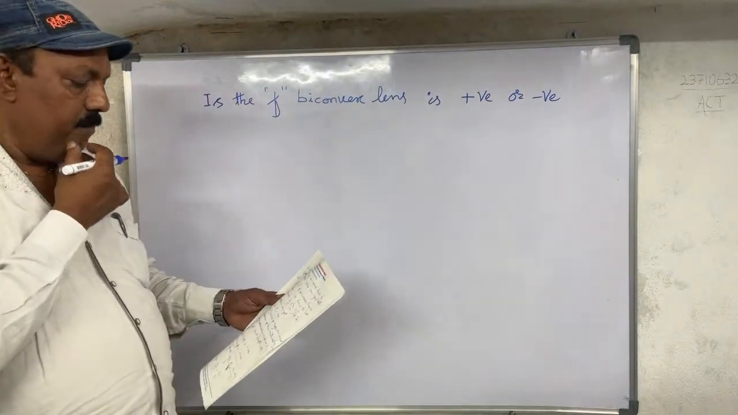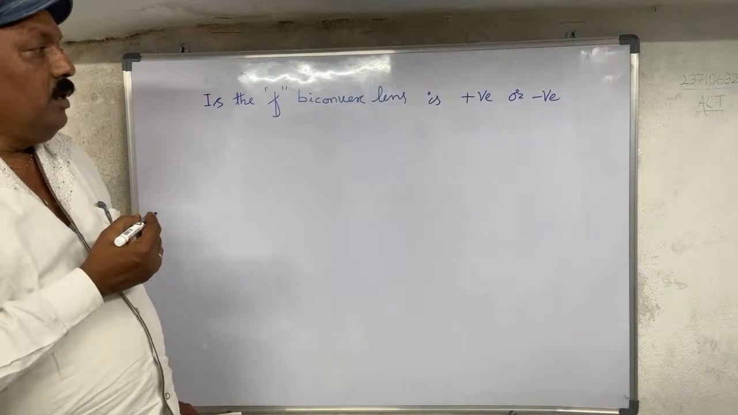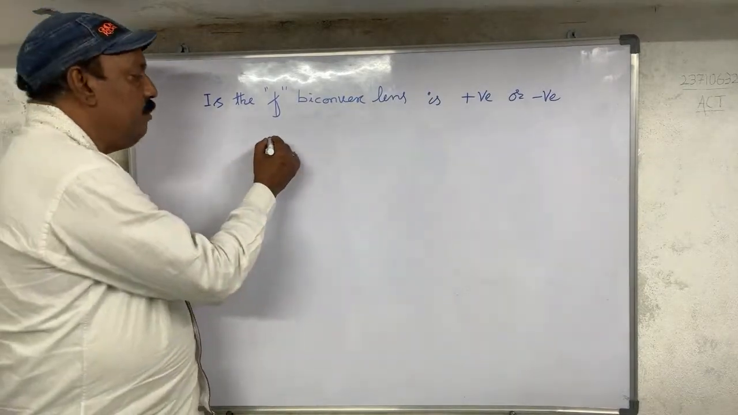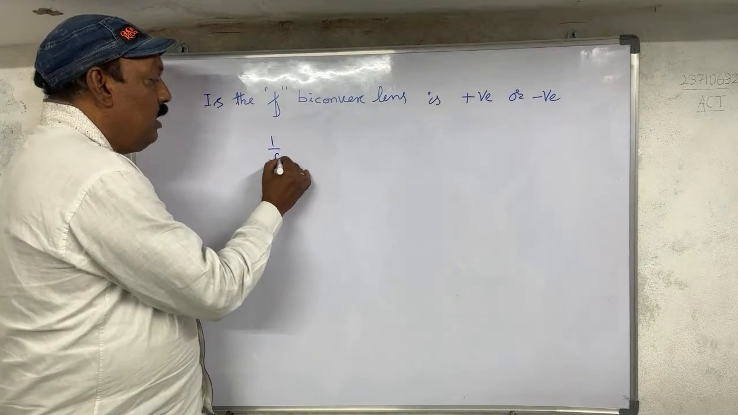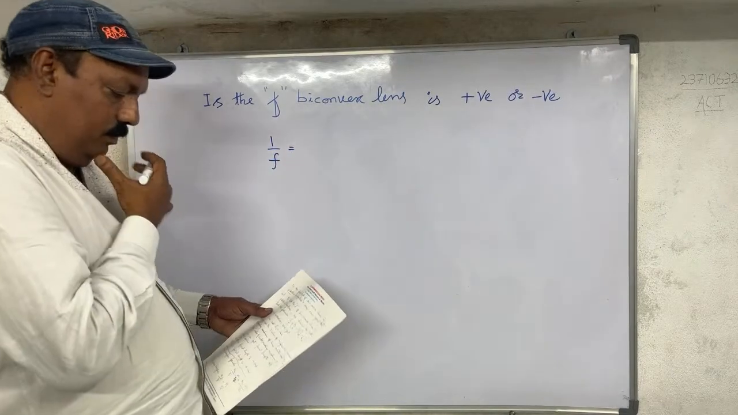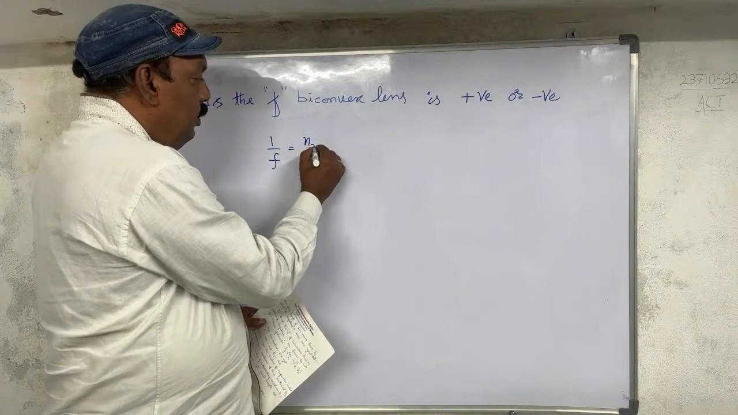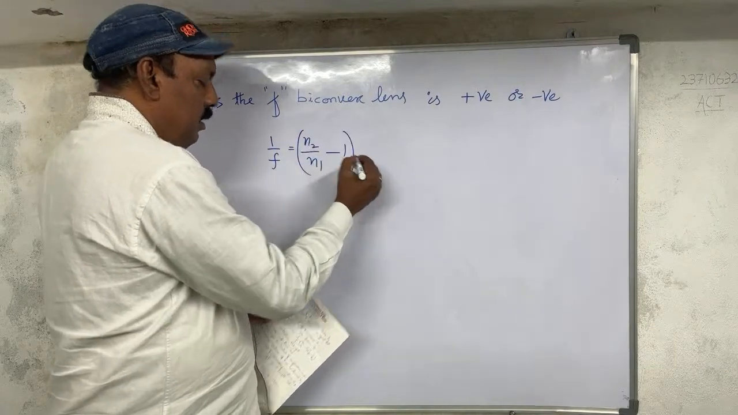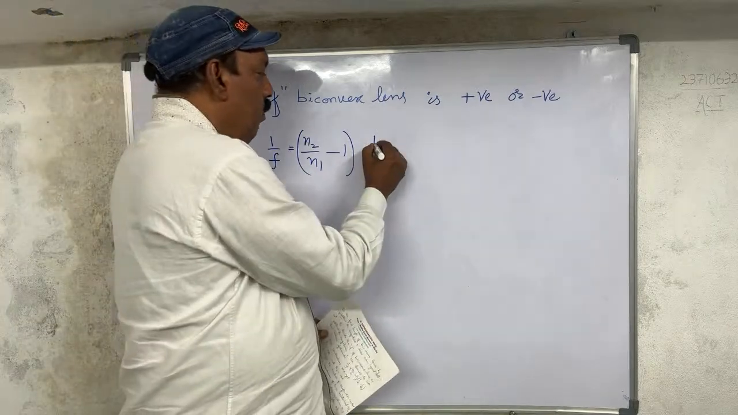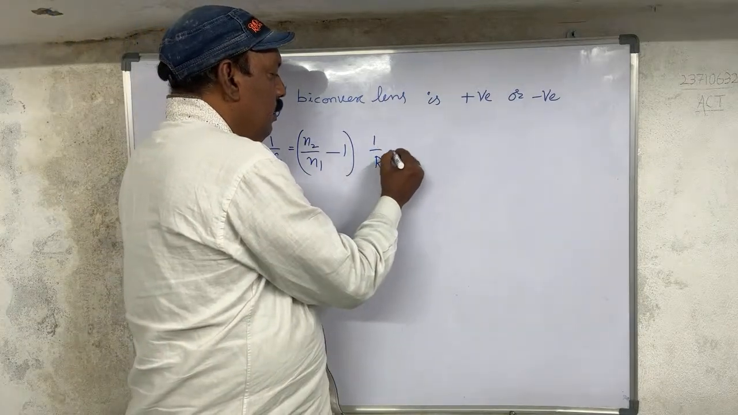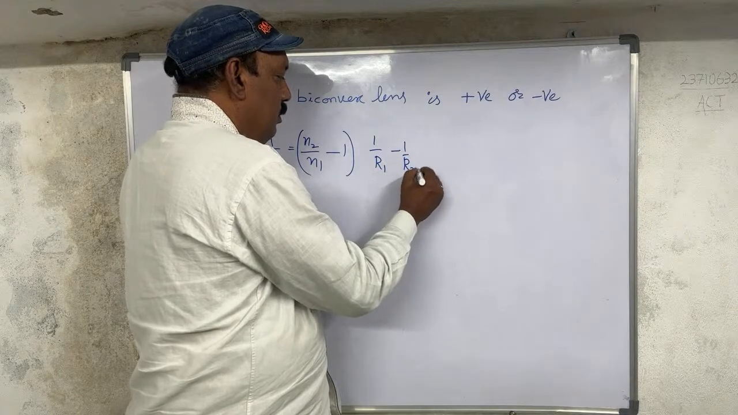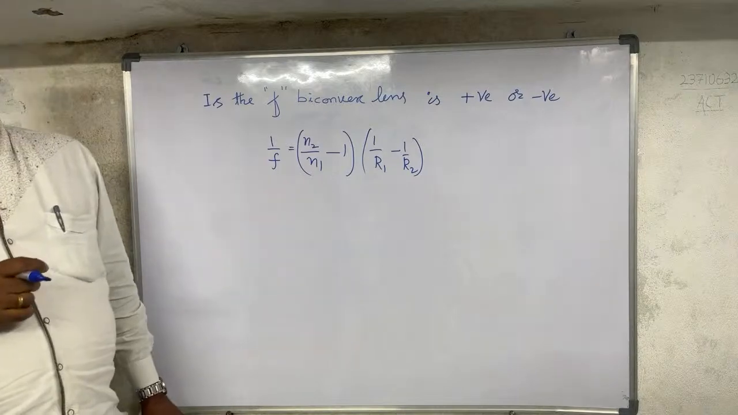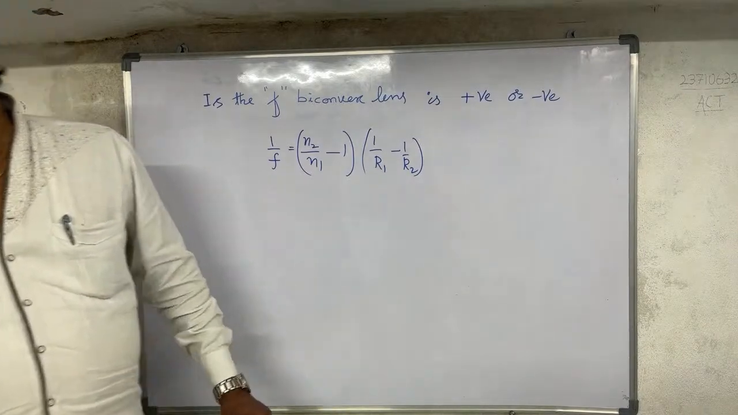Now what do we have to do here? To find this out, I have to go through one formula. What is that formula? The lens maker's formula: 1/F = (N2 - N1 - 1)(1/R1 - 1/R2). Here, try to go through the terminology.